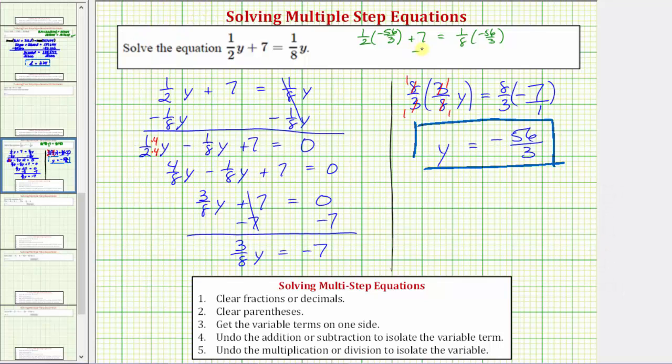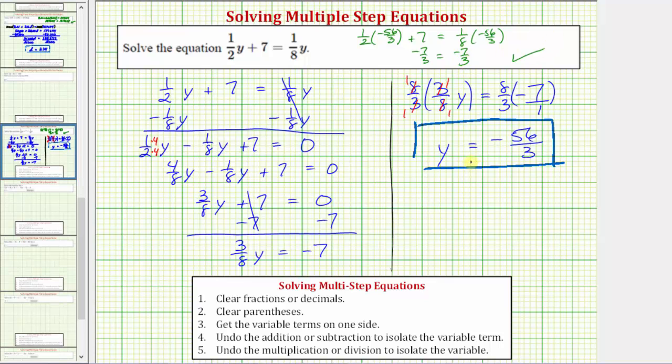Again, the left side of the equation equals negative 7 thirds, and so does the right, verifying our solution is correct. We'll solve this equation again in the next video by first eliminating the fractions from the equation, and we'll see we will get the same solution.